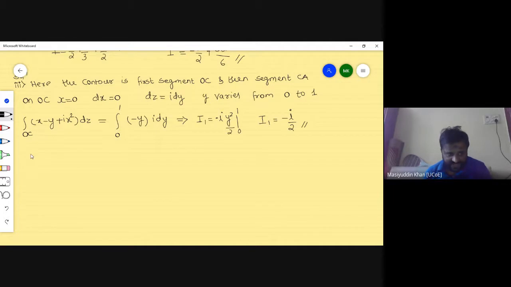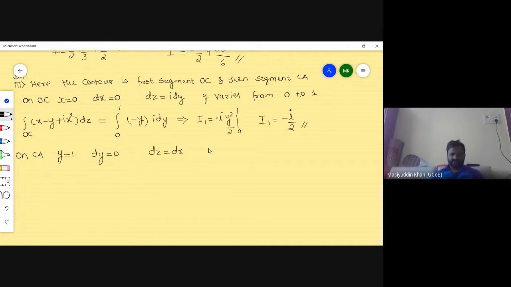Now the next part is on CA. On CA, if you look carefully, point A is (1,1) and point C was (0,1), so y will be equal to 1 there. At that point y is equal to 1, therefore dy is equal to 0, so dz will be only dx, because dz is equal to dx plus I dy, and dy is 0. So on CA, y is equal to 1, dy is equal to 0.